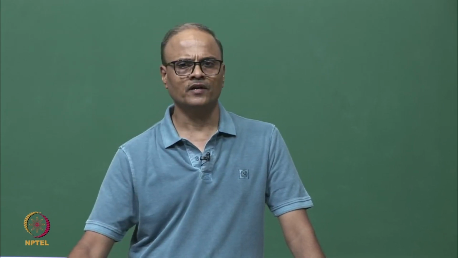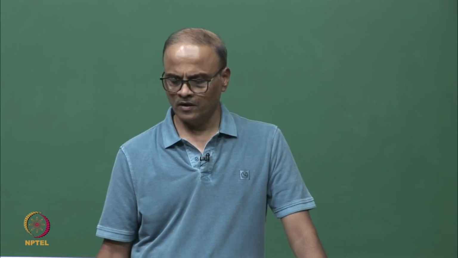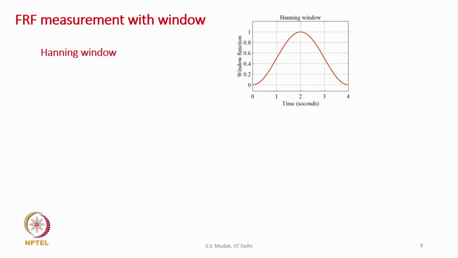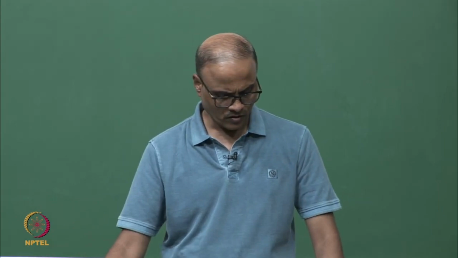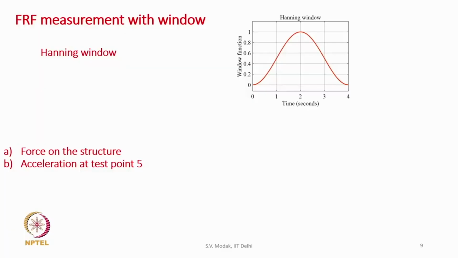So we decide to use a Hanning window function, and the Hanning window function is shown in the figure here, over a record length of 4 seconds. The Hanning window essentially tries to force the signal to 0 at the starting and end points of the record length. So what is done? The measured force and acceleration signals are multiplied by this Hanning window, and then the process of estimation of FRF is carried out.